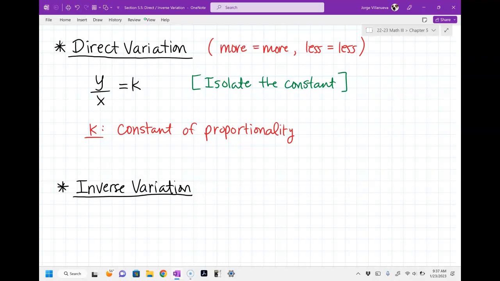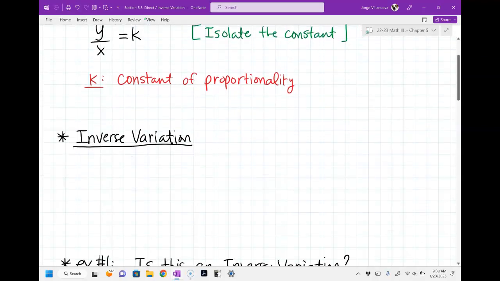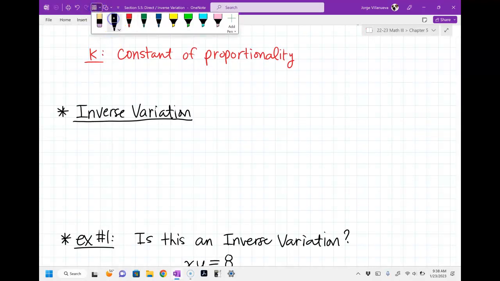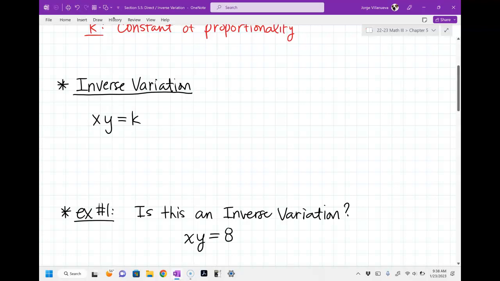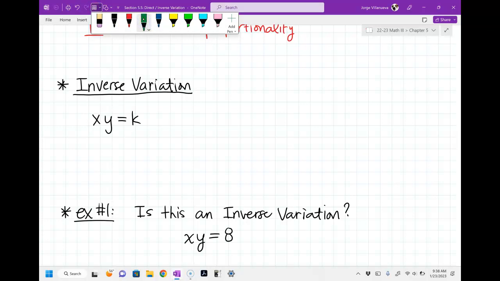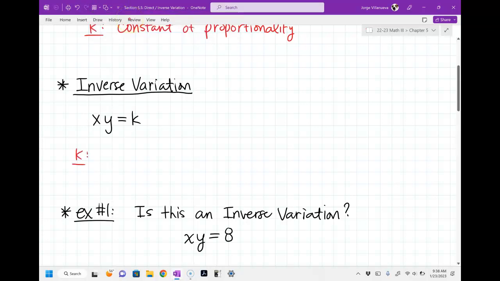So there's direct variation as a formula. Now, inverse variation looks like this: xy equals k. Very easy formulas to memorize. Now, k is still called the constant of proportionality. Let me write that down here. So this is still the constant of proportionality.